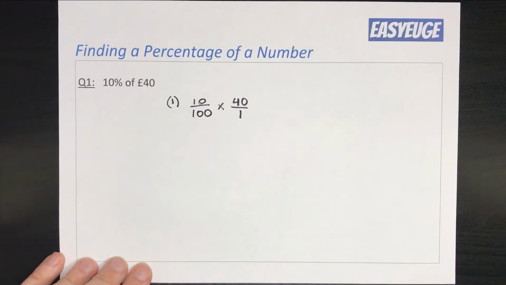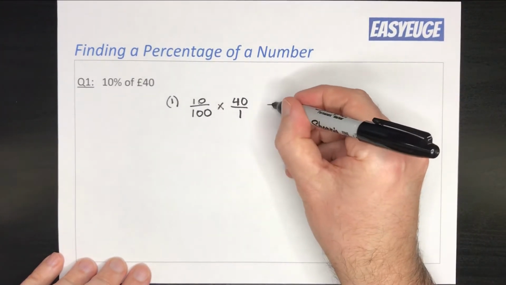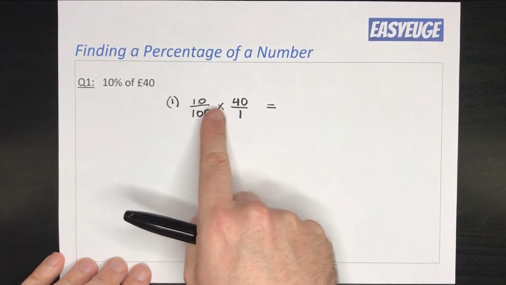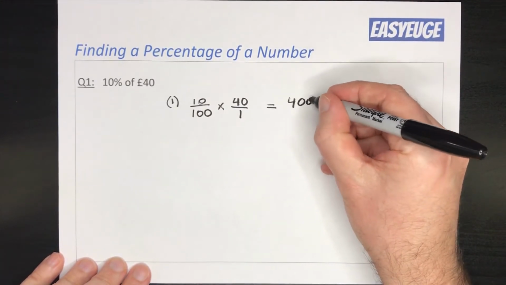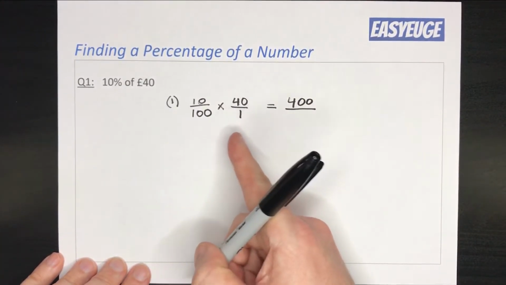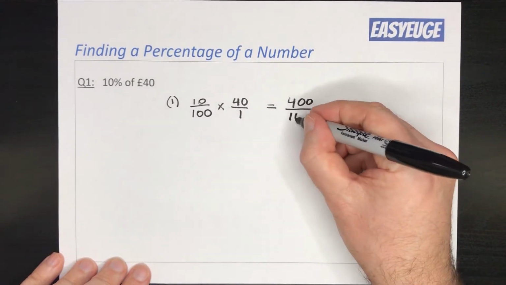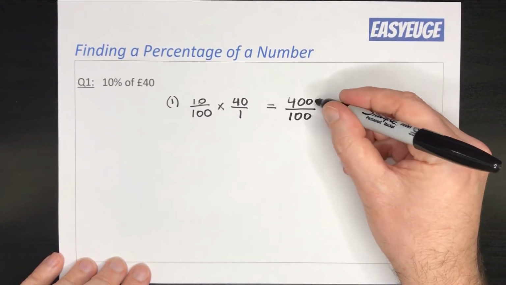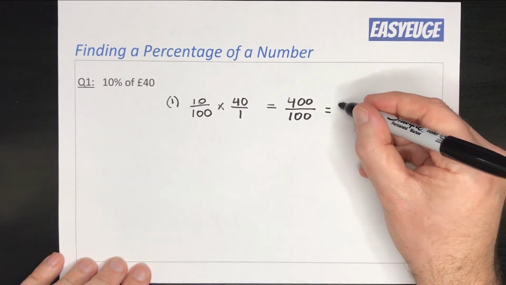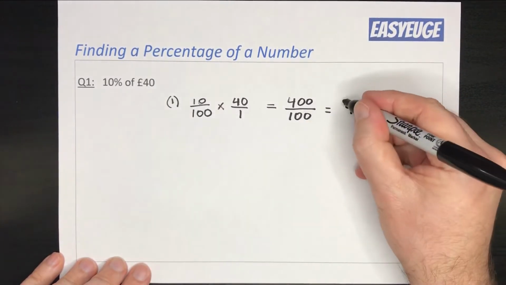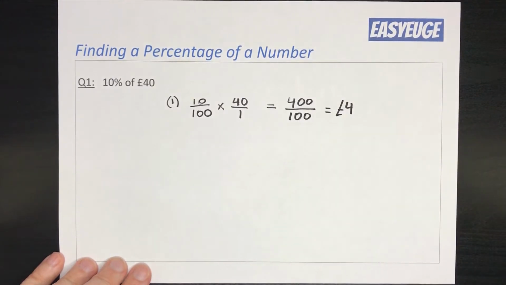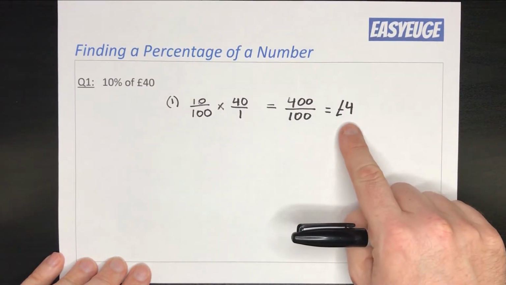So let's go straight ahead and multiply this out. Let's multiply the two top numbers. 10 by 40 is 400. And 100 by 1 is 100. So 400 divided by 100 is simply 4. And the unit was pounds. So 10% of £40 is £4.